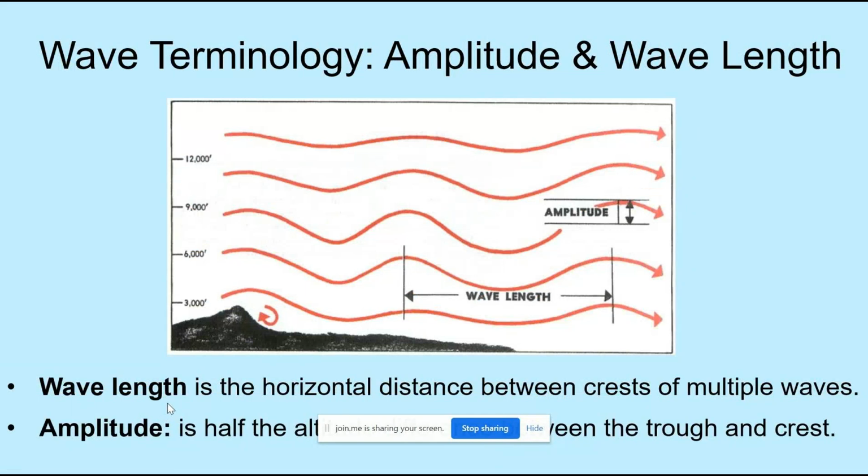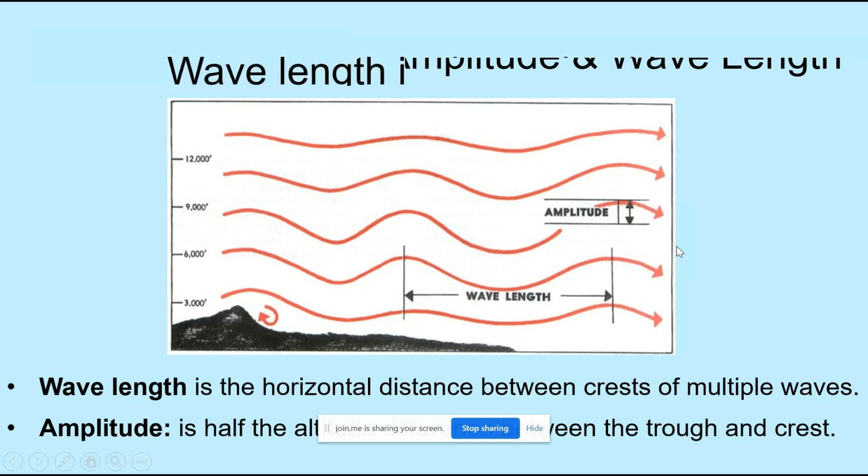We talk about wavelength being the distance from one wave crest to the next, and amplitude. Amplitude would be, if you sheared this right across horizontally in the middle, the distance from the midpoint down to the trough, or from the midpoint up to the crest. That would be our amplitude height.